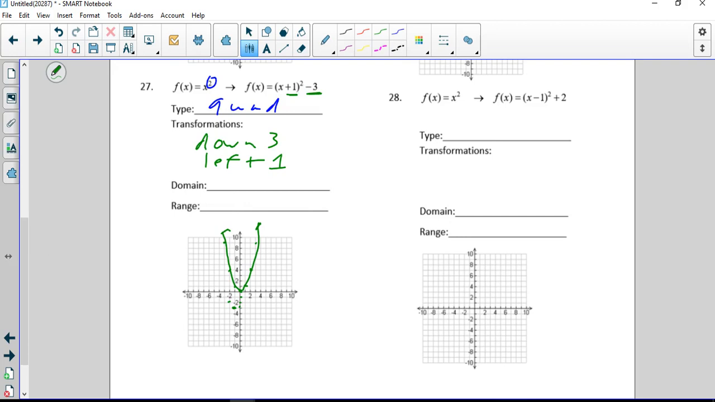And then 1, 2, 3, left 1. Right there. And then I can move this one down 1, 2, 3, left 1. And it's actually going to go through the other one. Like so.